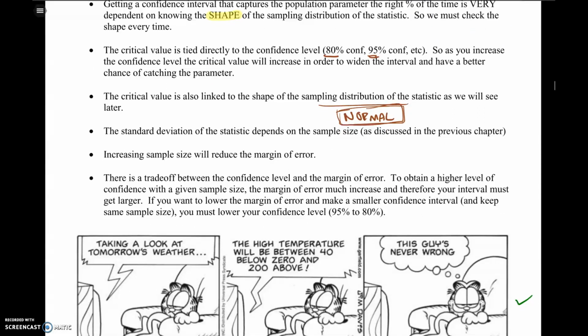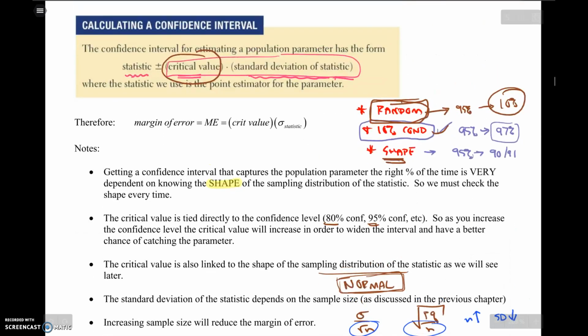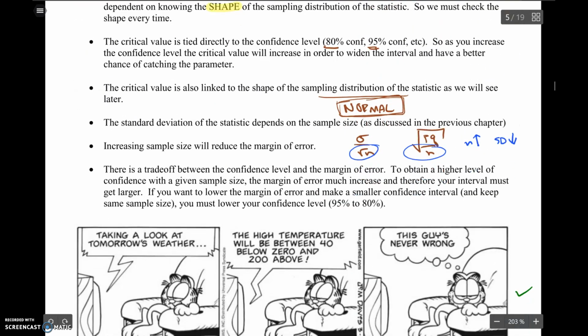The standard deviation of the statistic depends upon the sample size, as discussed in previous chapters. For means, it's sigma over square root of n. For proportions, it's pq over the square root of n. In both cases, we have this square root of n factor on the bottom, which means as your sample size increases, your standard deviation decreases, right? Bigger samples, smaller standard deviations, which result in smaller margins of error. Bigger intervals, smaller margins of error.